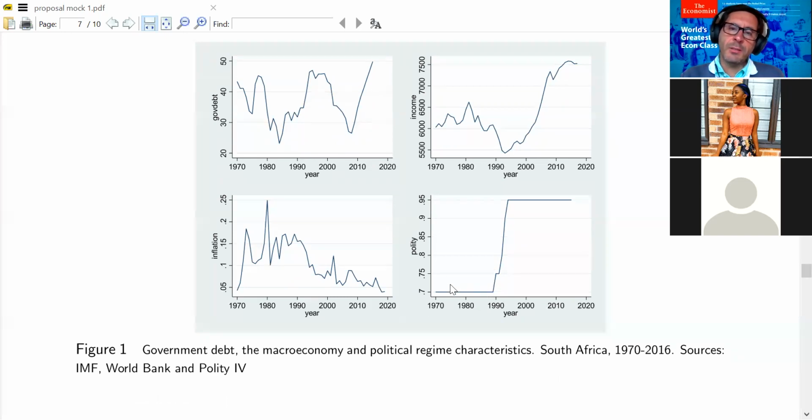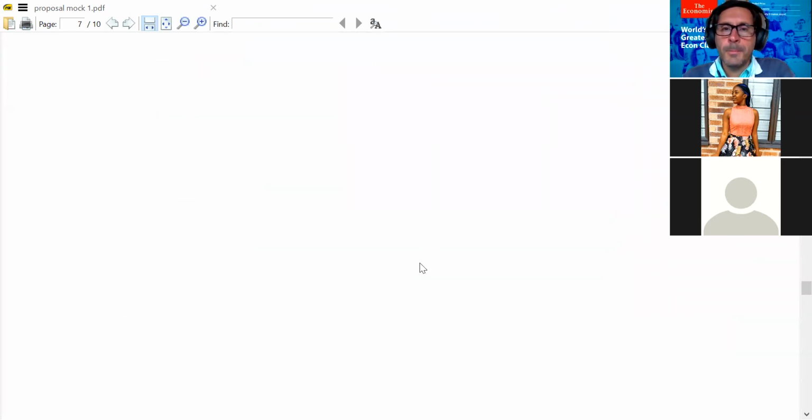And this is polity, this is democracy. You can see it was flat, and then it changes a little bit. Well, it changes a lot. It's the end of the regime, and then it goes all the way up there, and then it stays flat again. Let me stop sharing here to see if there are questions. Still here. Okay.